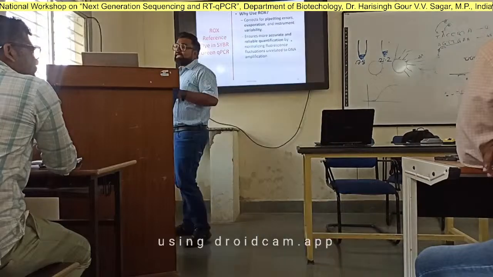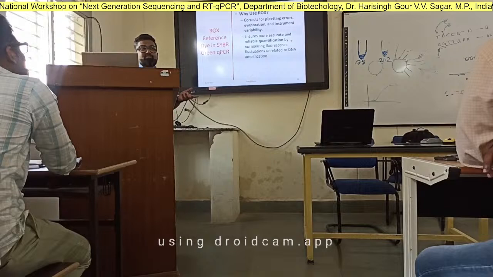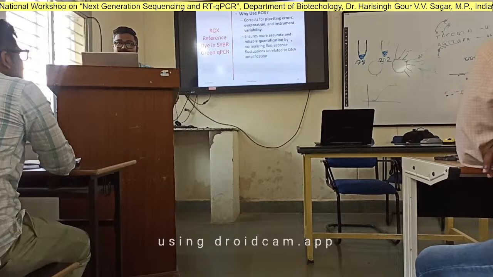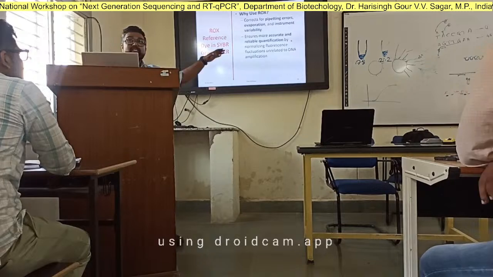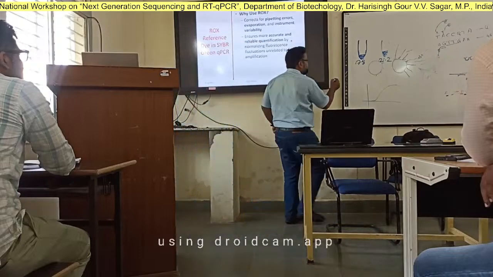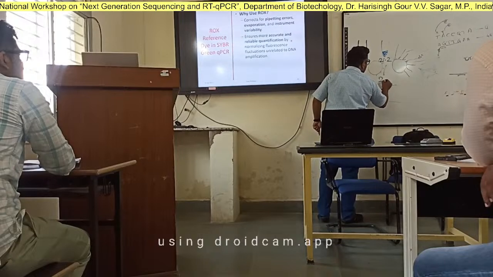So it ensures more accurate and reliable quantification because now it will normalize the fluorescence signal generated by SYBR Green. Okay, ये बंदा SYBR Green का signal generate कर रहा है 178. This is also generating a fluorescence signal of 212.